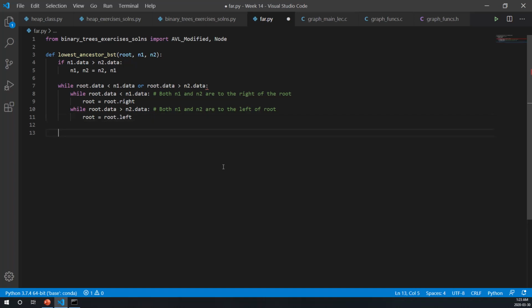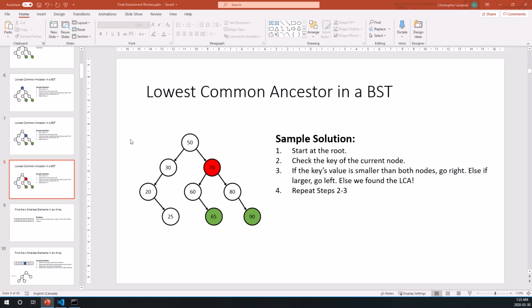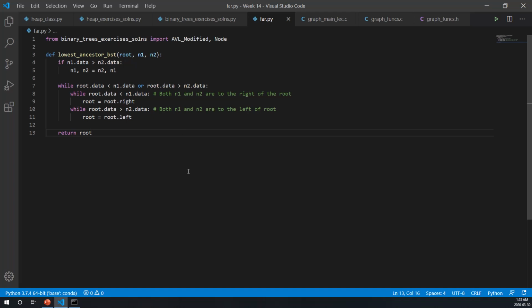So after I'm done, I can return the root, and that's pretty much it. So that's all the algorithm entails, and now let us actually test it out. So let's set an if name equals main, and since I imported node, I'm just going to set a bunch of different nodes here.